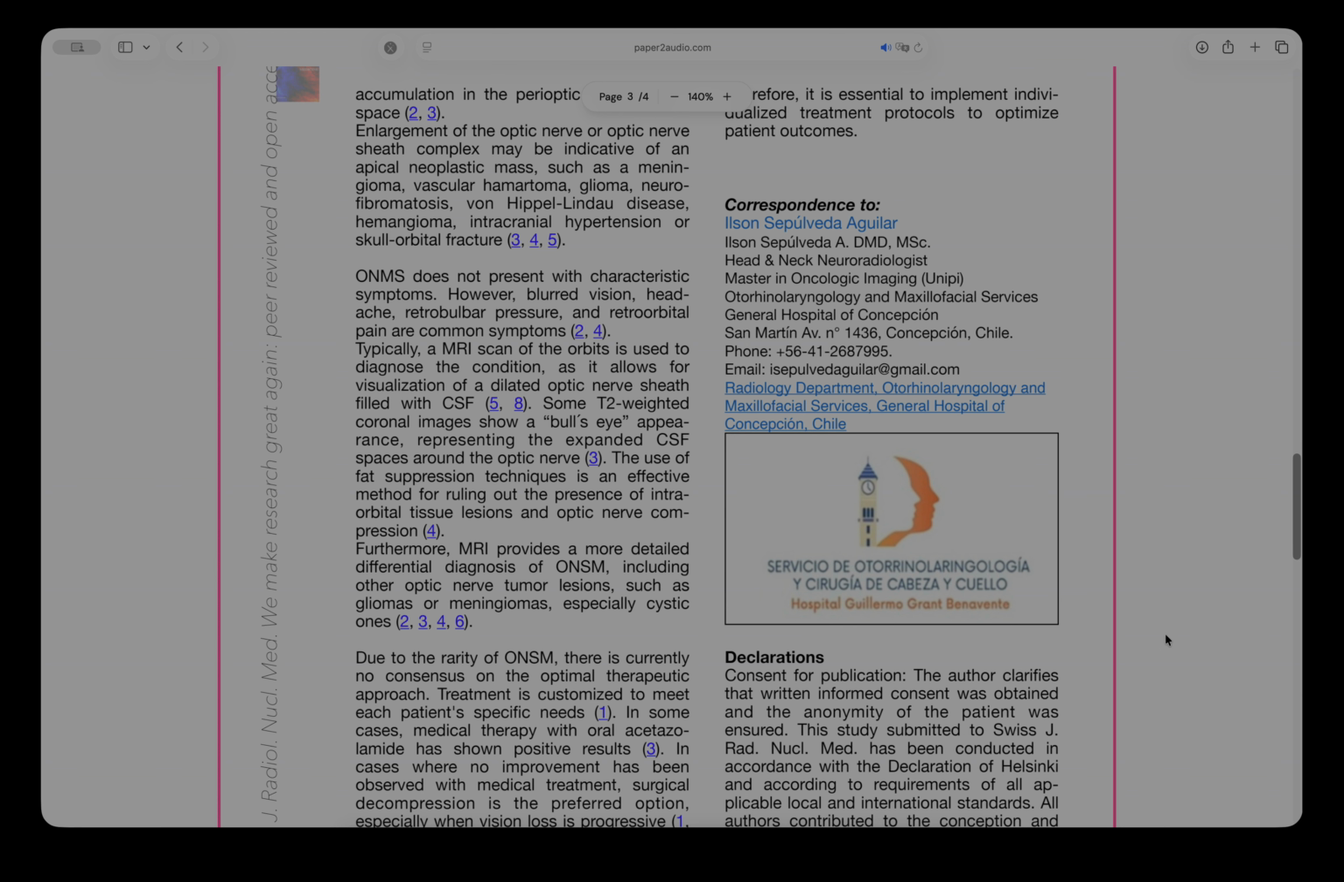Image summary. This is a logo. The logo depicts a clock tower alongside a silhouette of a human face. It seems to be the logo for a medical facility, specifically the Servicio de Otorhinolaryngology, Cirugía de Cabeza y Cuello, Hospital Guillermo Grant Benavente.